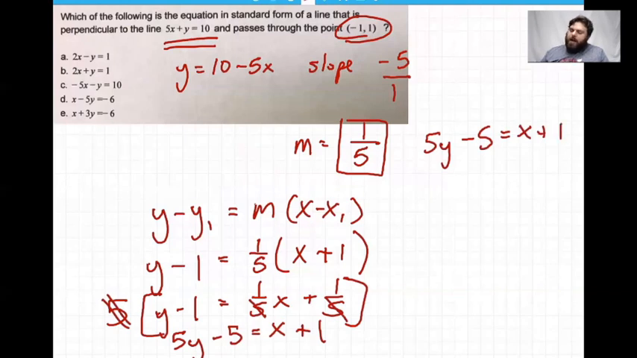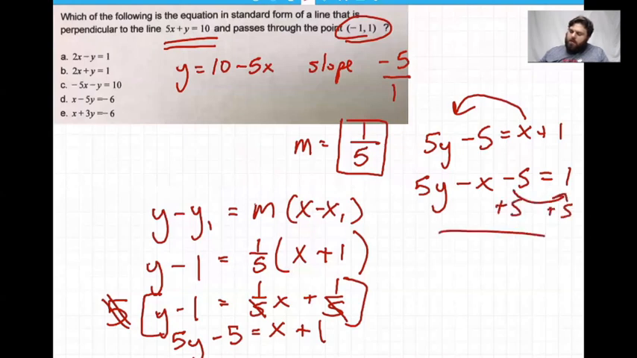I've got to get my x over. Okay, so I subtract it over. I get 5y minus x minus 5 equals 1. Move your negative 5 over by addition. So you get 5y minus x equals 6. Don't forget your x has to be in front.